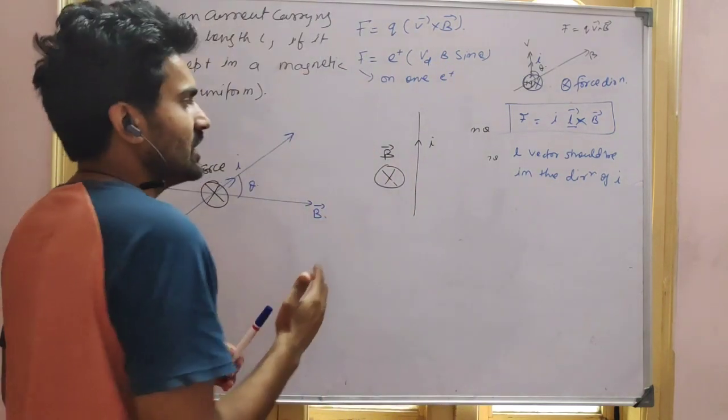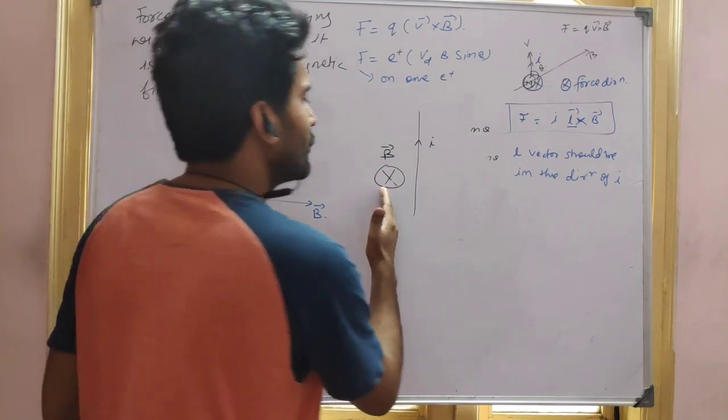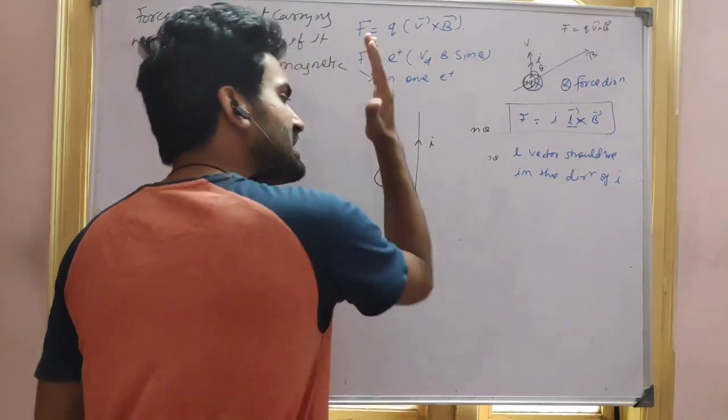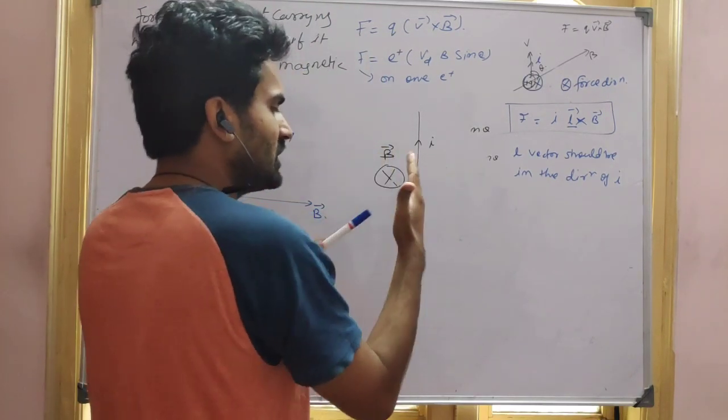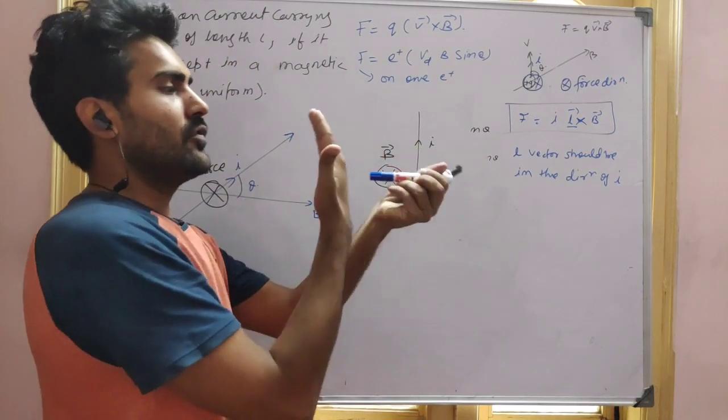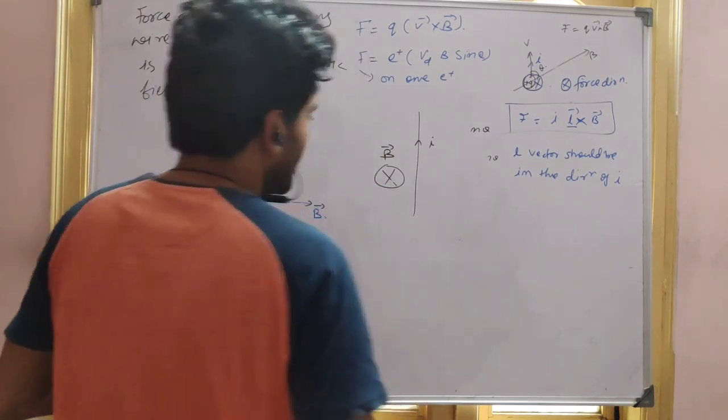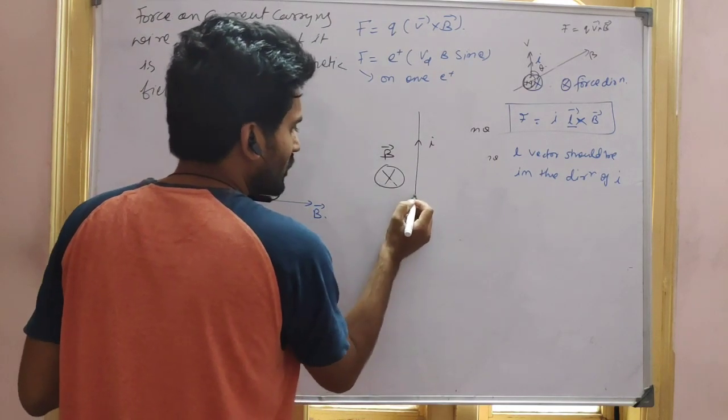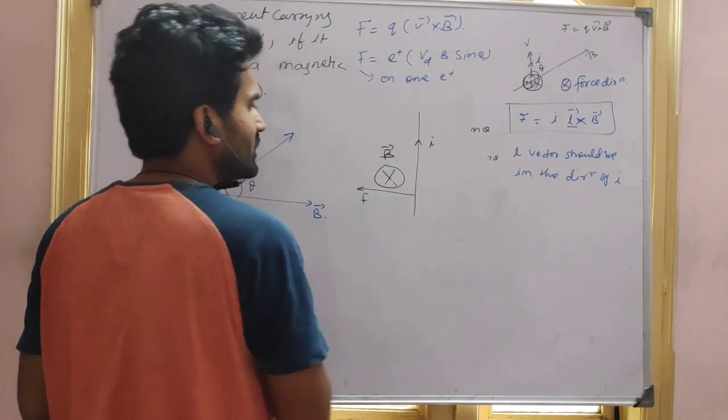It is obvious because this current and magnetic field are in this plane like this. So obviously the force will be either this side or that side, right? So we can say the force on this particular wire will be on this side.